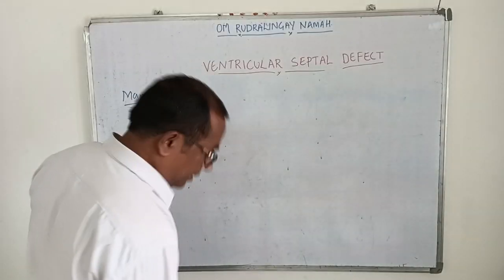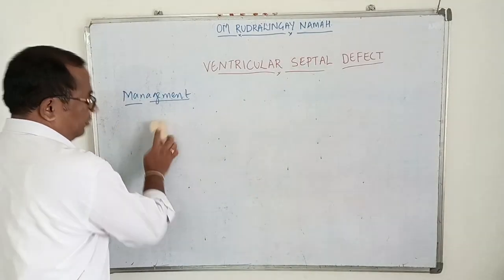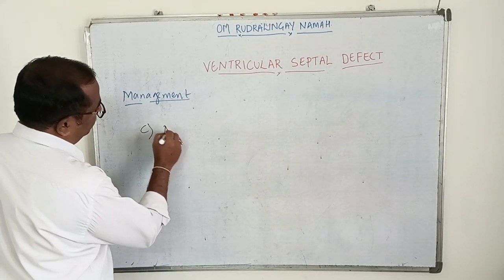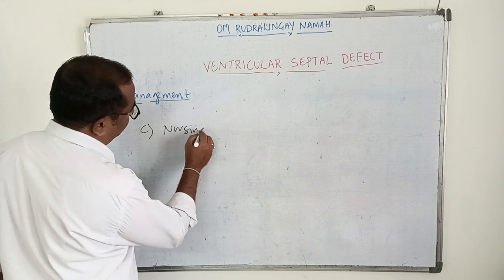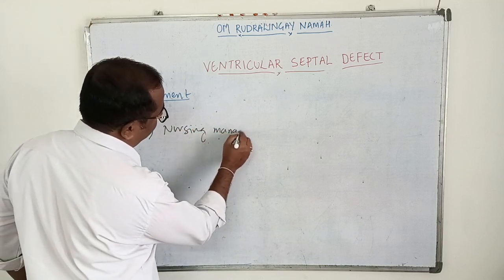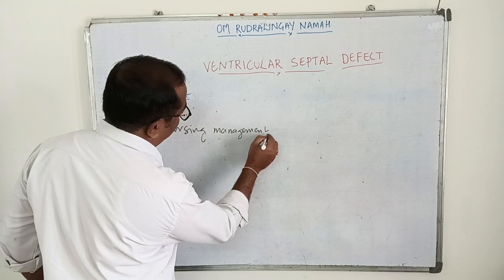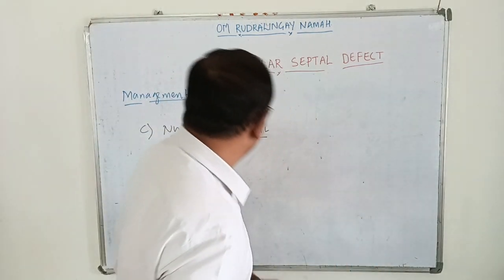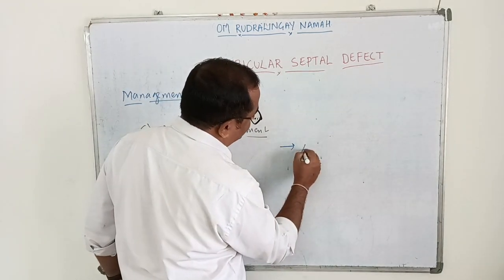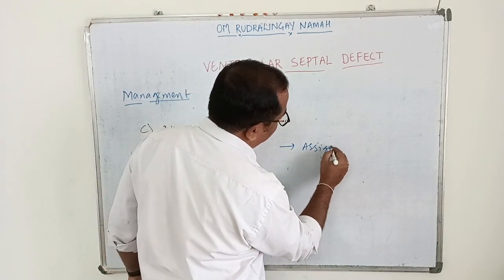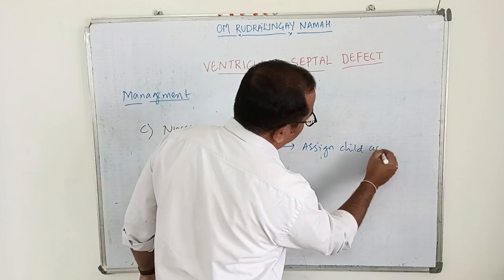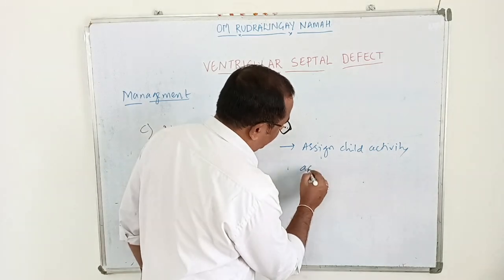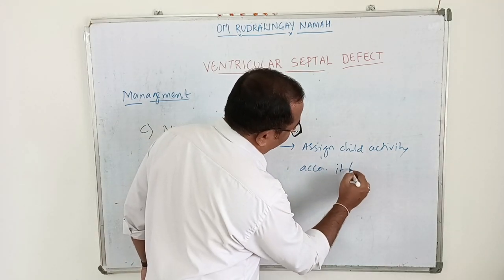Next, what is the nursing management? The third part is nursing management. What do we do here in nursing management? First, we have to assign the child activity according to its tolerance.